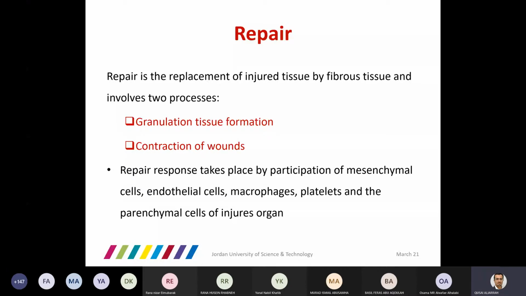شو يعني contraction of the wounds؟ يعني إذا عندنا wound وعندنا two edges of the incision, contraction is done by myofibroblasts to bring the wound edges together. فهو in order to decrease the gap between the wound edges, what happens? The myofibroblasts pull the edges together.